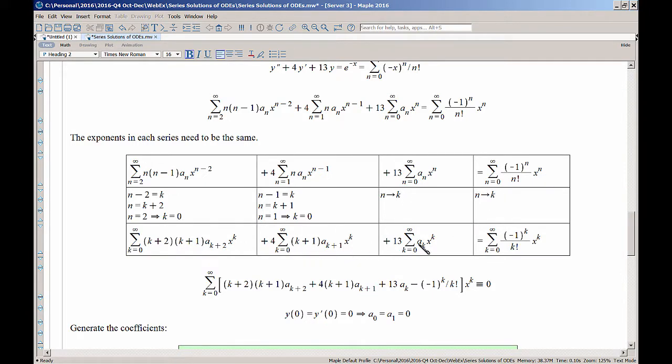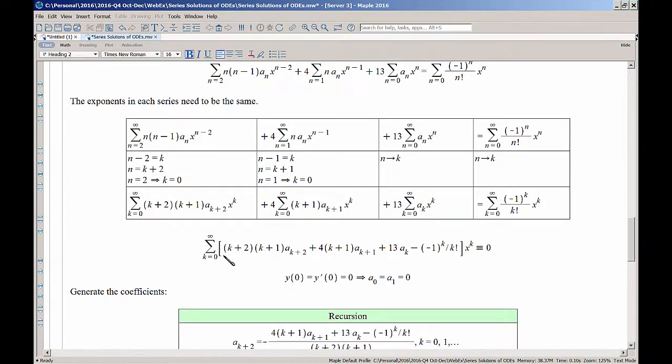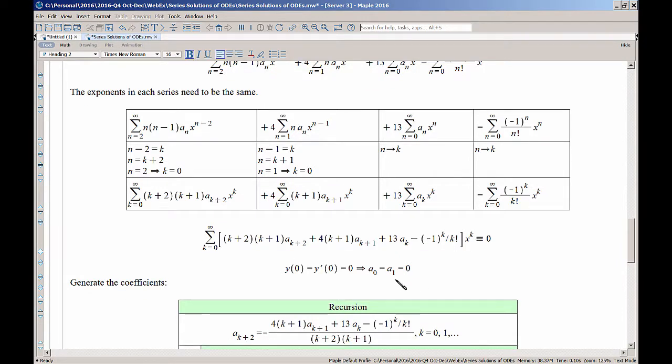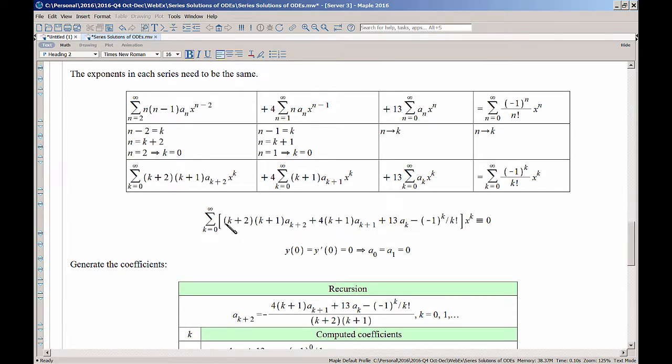Now all of these sums start at the same point, k equals 0, and the exponent on x is the same, so we can write one sum and one x to the k where we factor all of the coefficients, and this must vanish identically given that a0 and a1 are both 0. So this coefficient has to be 0 for every k.